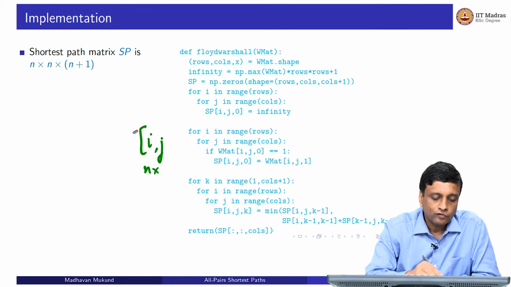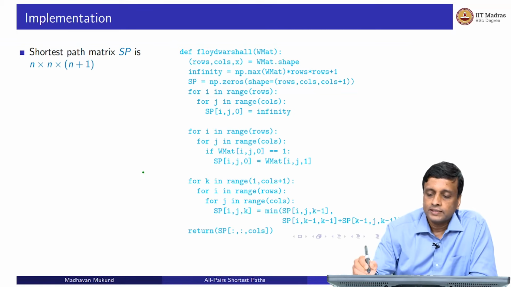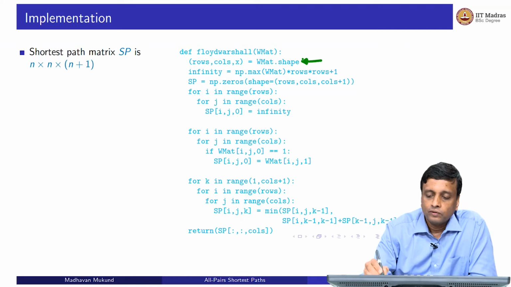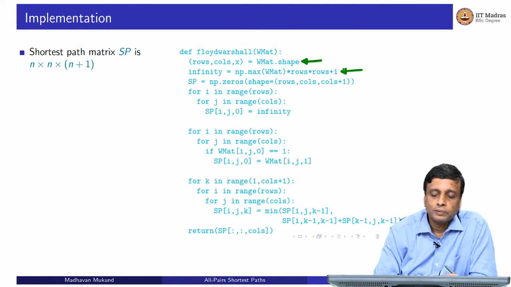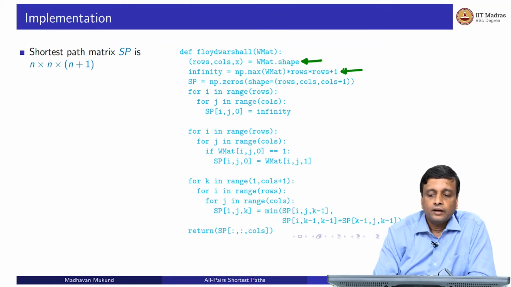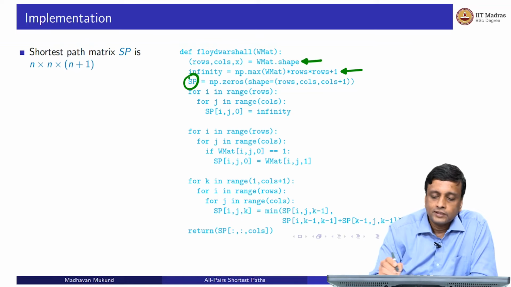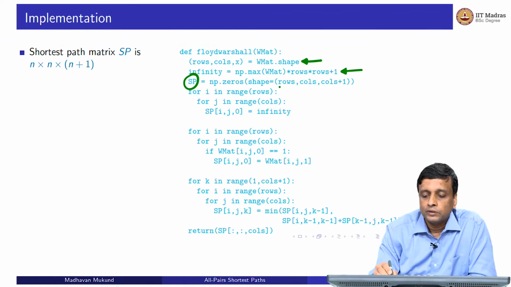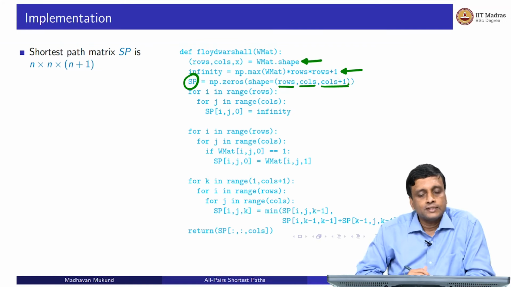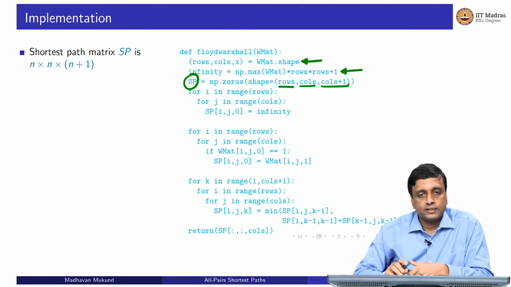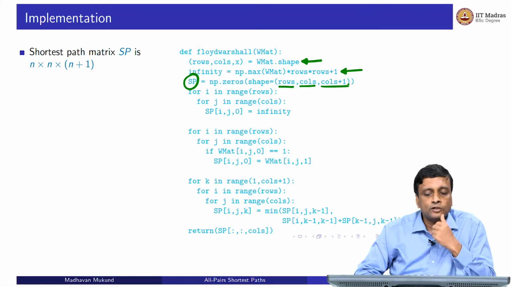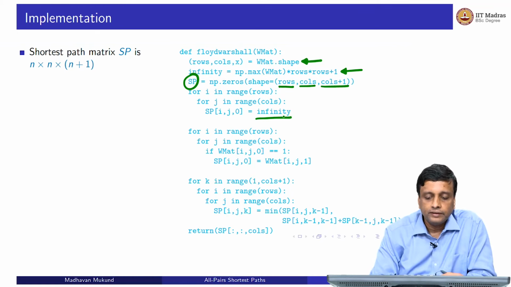So I start off by setting up this matrix, right? So first, as usual, I read the input weighted adjacency matrix. I find out a suitable candidate for infinity, right? And now I will set up the shortest path matrix to be a 0 matrix with n rows, n columns, and n plus 1 dimensions in terms of the stages that I am going to construct. So the first step is to construct the 0th stage, right? So 0th stage, I initialize everything to infinity, right?